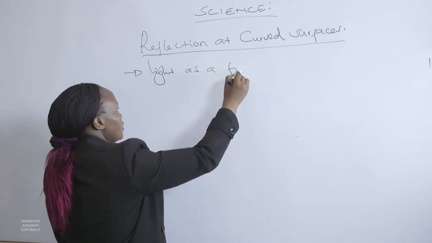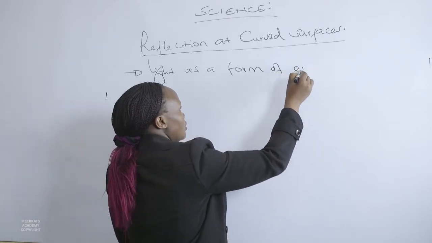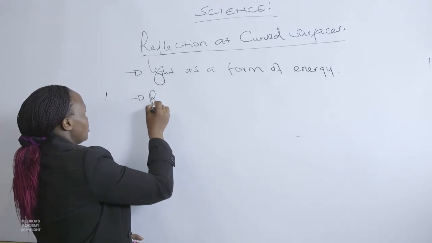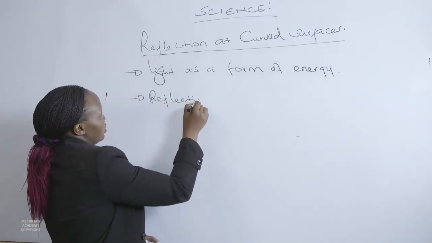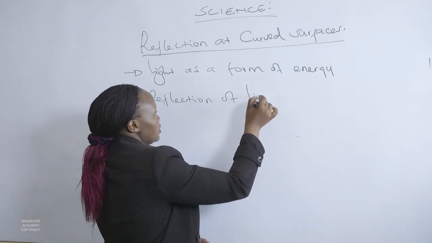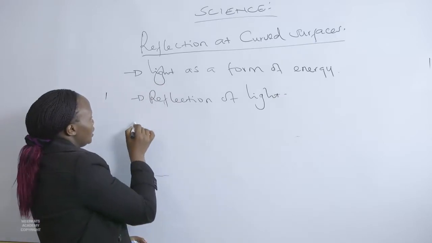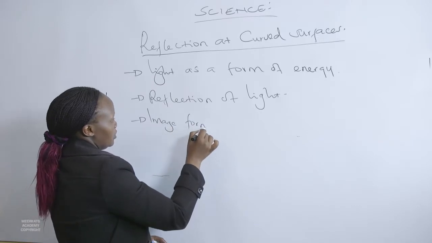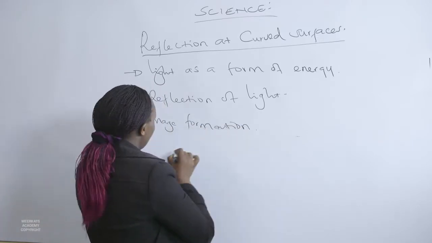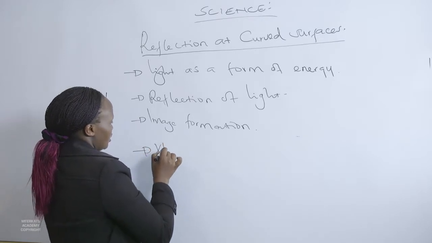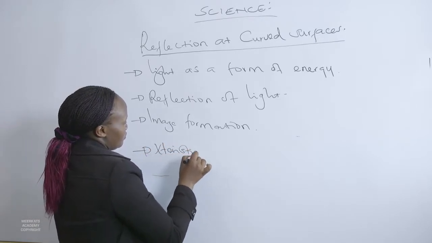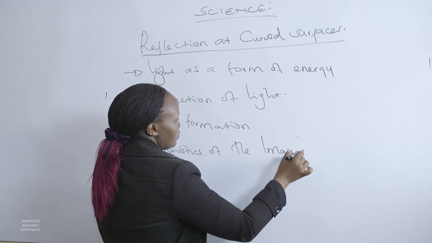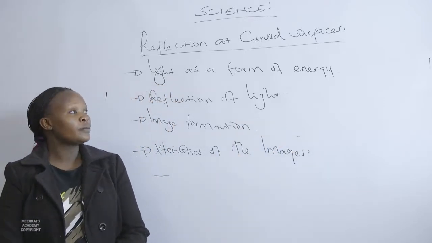as a form of energy. A reflection of light, image formation, as well as characteristics of the images. We are going to look at those four.